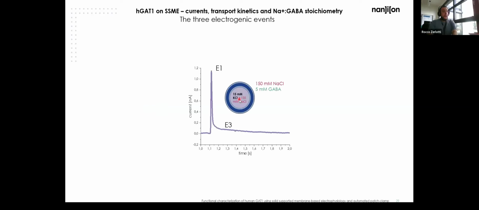Then we wanted to see the effect of the sodium gradient. So we filled the vesicles with a lot of sodium: 145 millimolar sodium chloride inside and 150 outside. Now the sodium gradient isn't very strong. We perfuse with a lot of GABA, and now we obtain a current like this. We have again this very slow decaying component, E3. And now we have a very fast spiky current that we call E1, which is different from the other because the decay time is an order of magnitude faster.